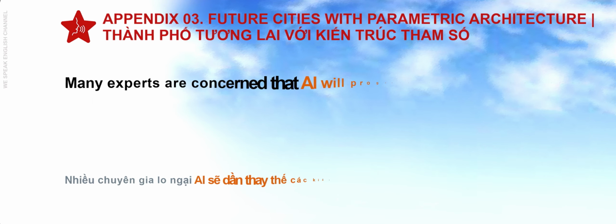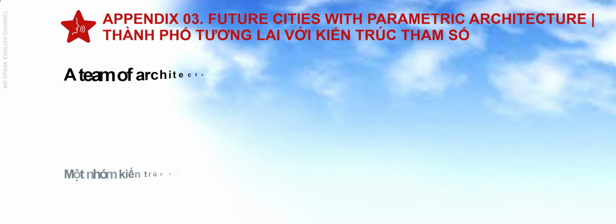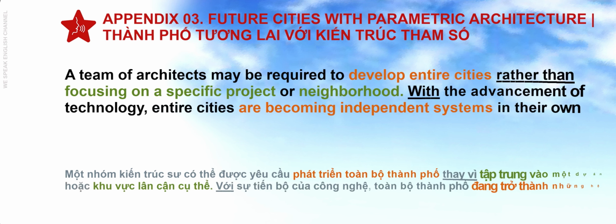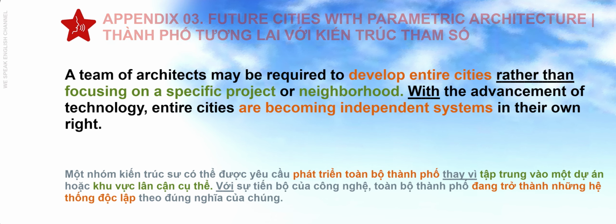Appendix 3. Future cities with parametric architecture. Many experts are concerned that AI will progressively replace architects. Although that is a valid problem, an architect may be able to choose an alternative way. A team of architects may be required to develop entire cities rather than focusing on a specific project or neighborhood. With the advancement of technology, entire cities are becoming independent systems in their own right.